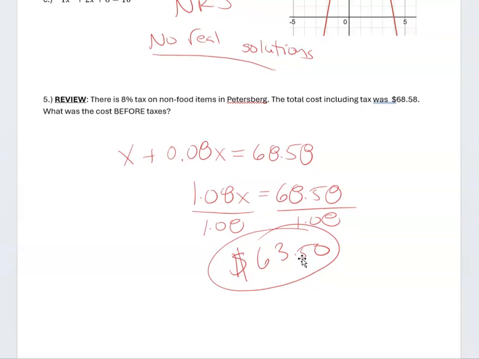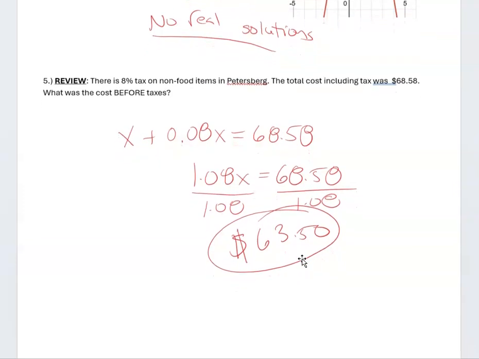And then your last problem is just a review from something a long time ago. It says there was an 8% tax on non-food items in Petersburg. The total cost including tax was $68.58. What was the cost before? You can't just take 8% of 68.58 and subtract it away because that amount has the tax already in it.